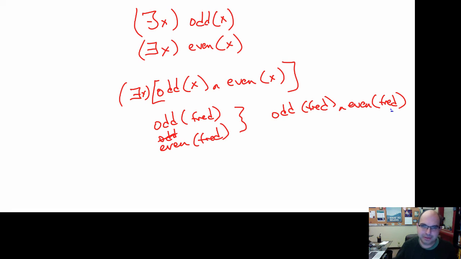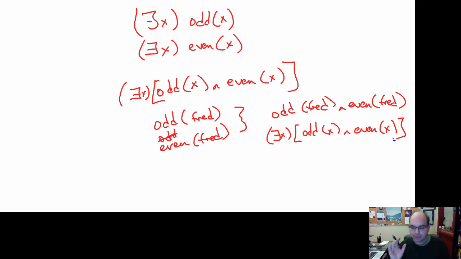That can't possibly be true, right? Fred can't be odd and even at the same time. From this, then I could definitely conclude that there exists an x that has that property. But again, we know that that can't possibly be true. So what's gone wrong is right here. This step is incorrect. And this step, on the other hand, is just fine. Okay? And this is why.